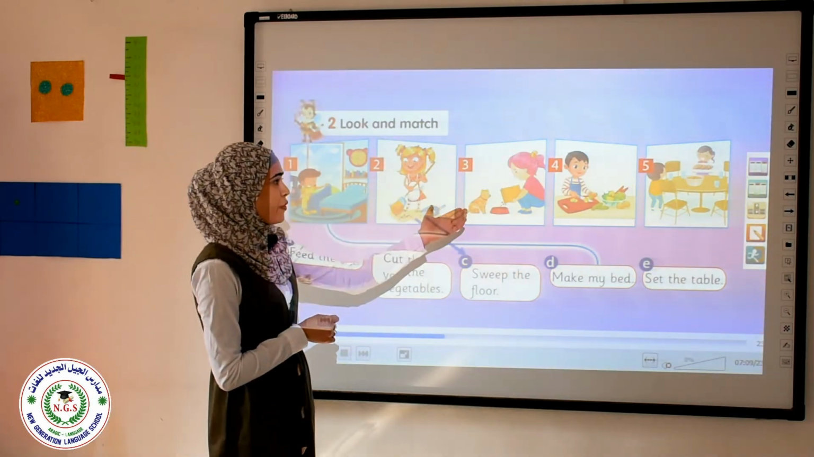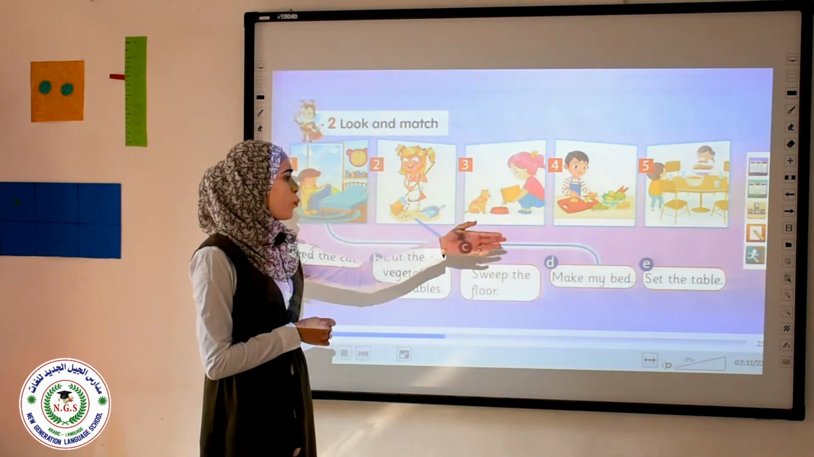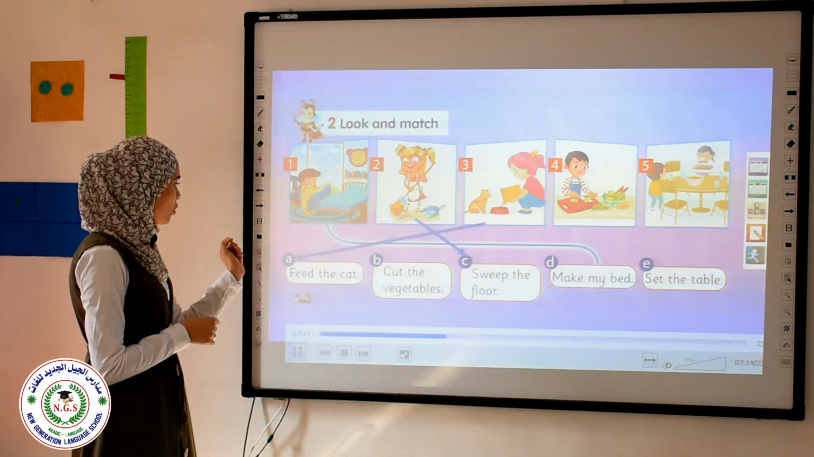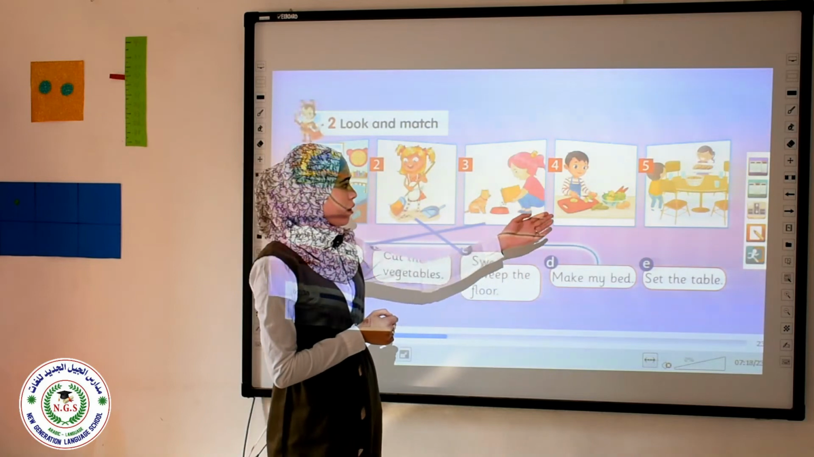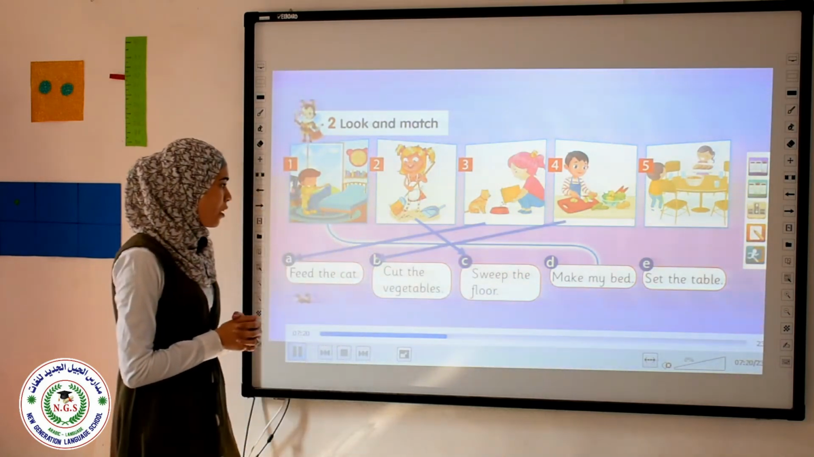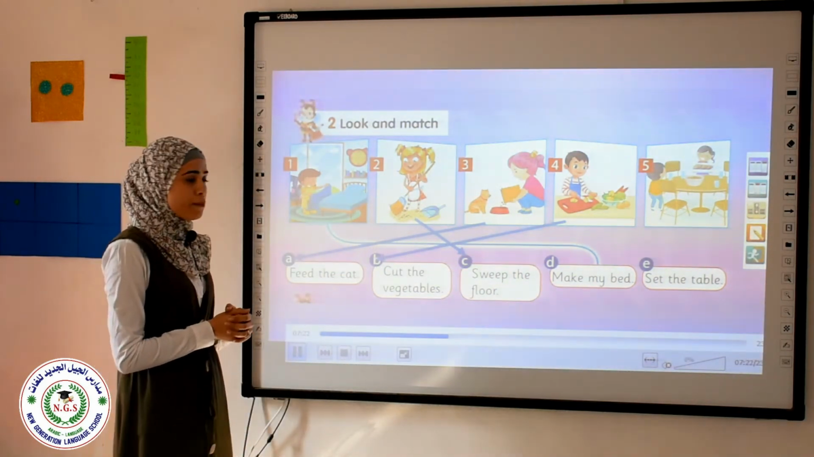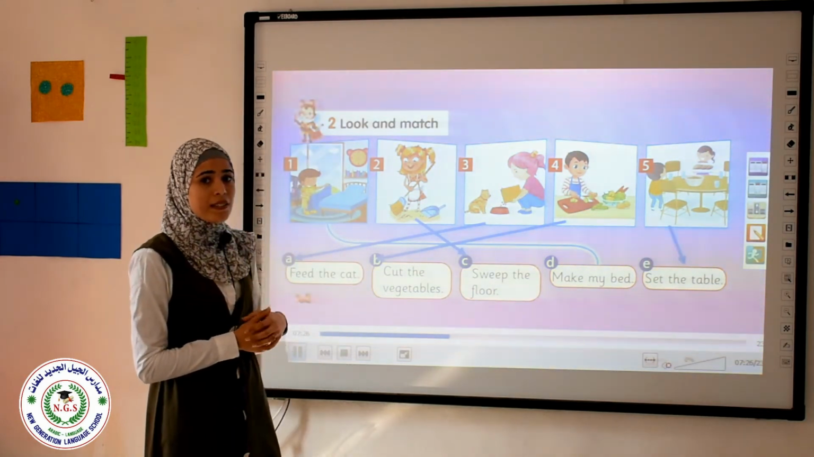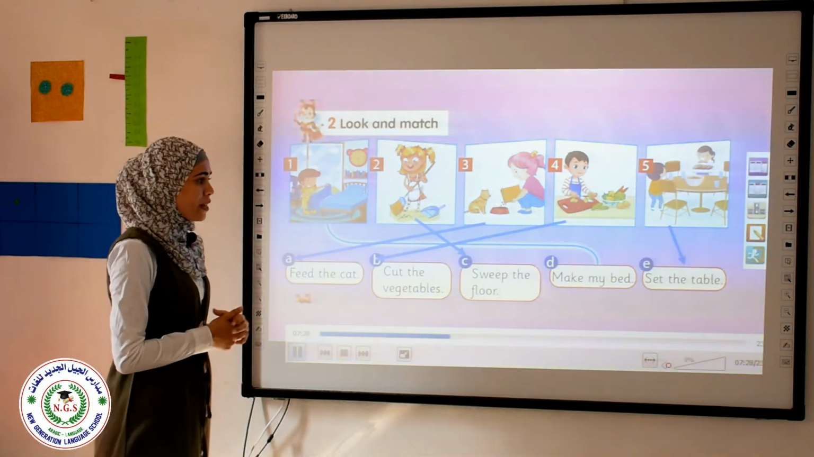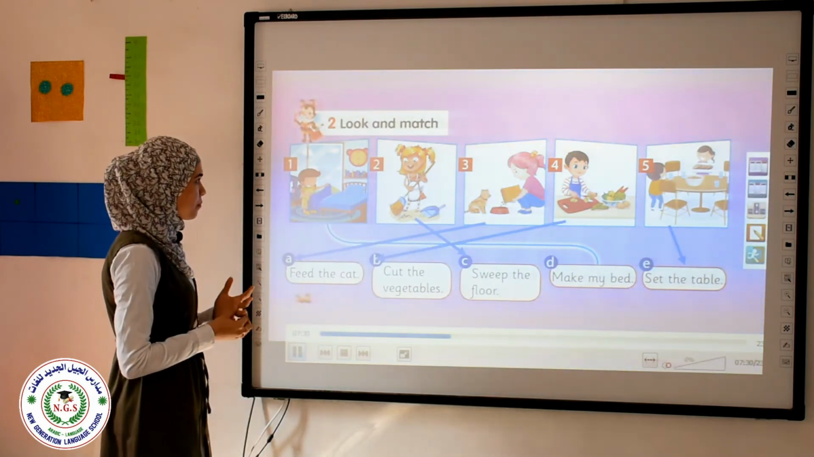Number three, feed the cat. Where is feed the cat? Okay, letter A. Number four, cut vegetables. Cut vegetables, letter B. The last one is set the table. Set the table, letter E.